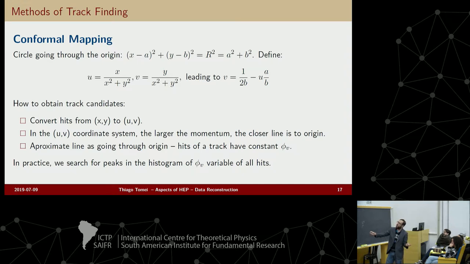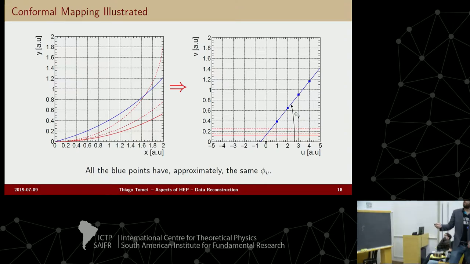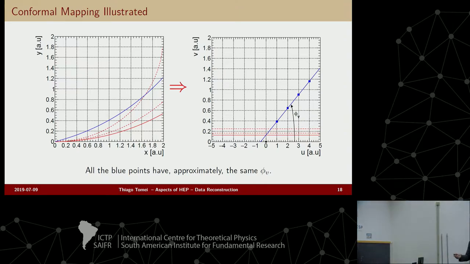Then you say, for high energy, which is what I care about, I will approximate the line as going through the origin. So the hits of a given track all have the same phi. Then you histogram all the phi values and search for peaks. Let's go for the example. So here, imagine that all of these are tracks, okay?